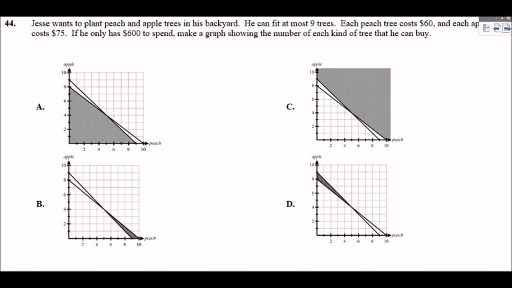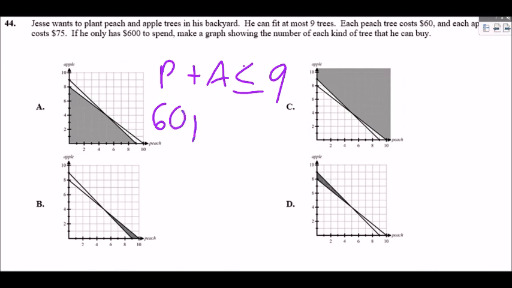Jesse wants to plant some peach trees in his backyard. At most, he can fit 9. So that means he has peach plus apple, and that must be less than or equal to 9. Then the cost is a peach tree costs $60, plus an apple tree costs $75, and he has a budget, that means at most, $600.